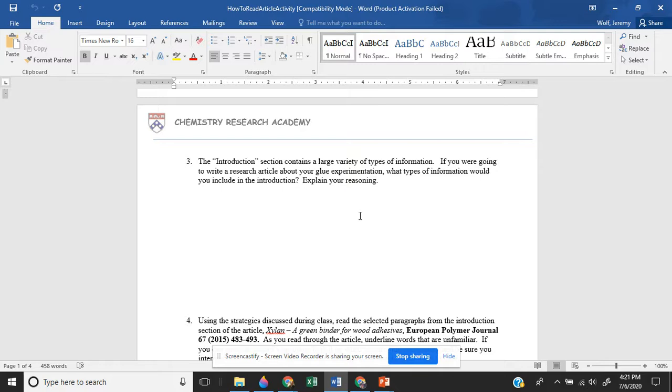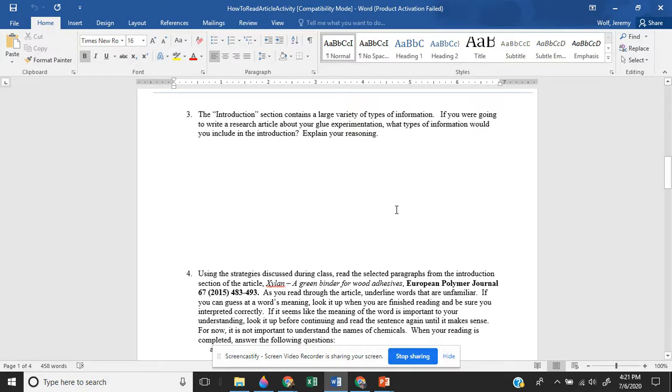So the introduction section contains a large variety of types of information. If you're going to write a research article about your glue experimentation, what types of information would you include? You're going to want to discuss the background information that is pertinent to your glue lab, the one that you guys did on your own.